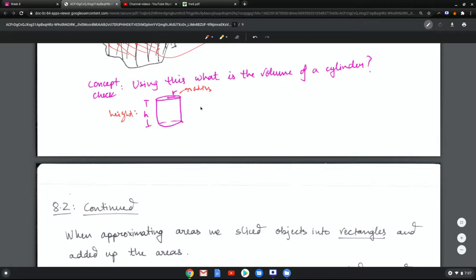Okay, the solution is, well, the base of a cylinder is a circle, and the area of a circle is pi r squared. So the volume of the cylinder becomes the area of the base, which is pi r squared, times the height. So you get pi r squared h.